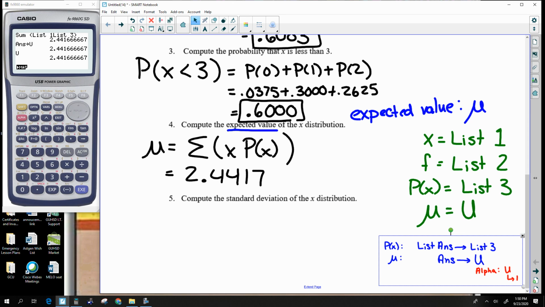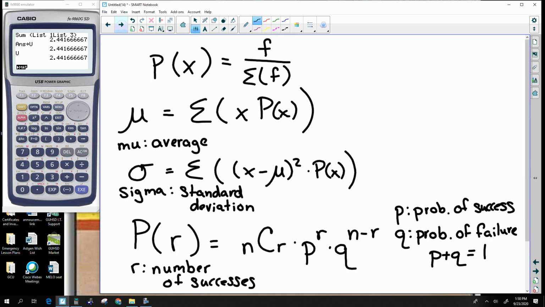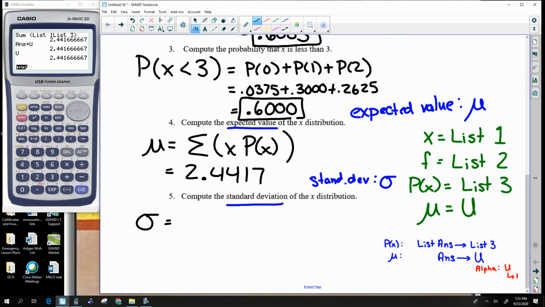Last but not least, what is the standard deviation? The standard deviation is the letter sigma. And I know I got that formula right on the other page. Let's just take a glance at it. Formula sigma. Sigma is the sum of x minus mu squared px.